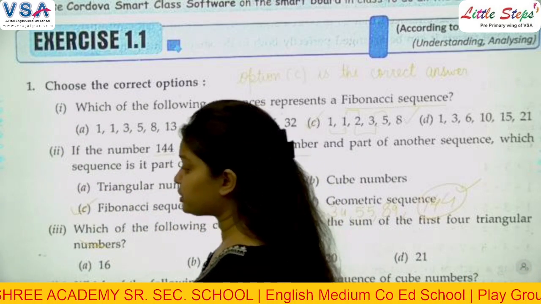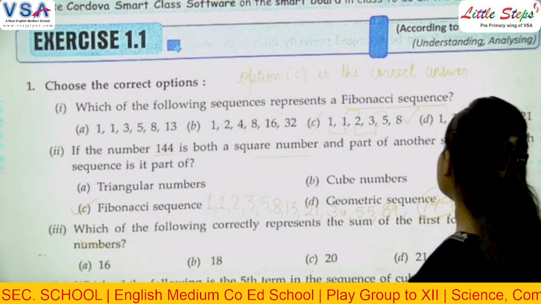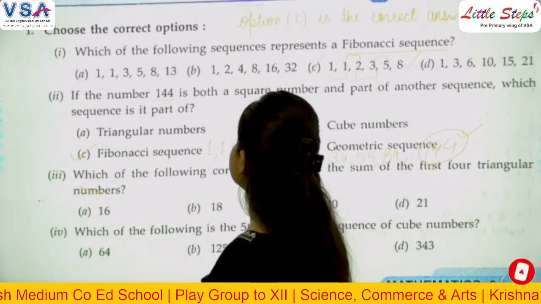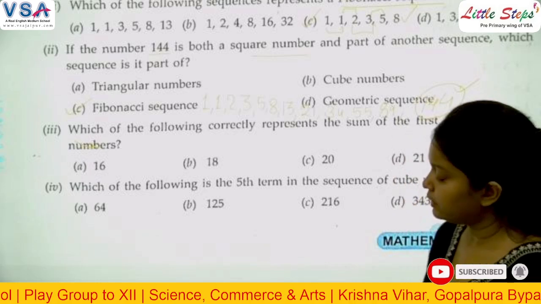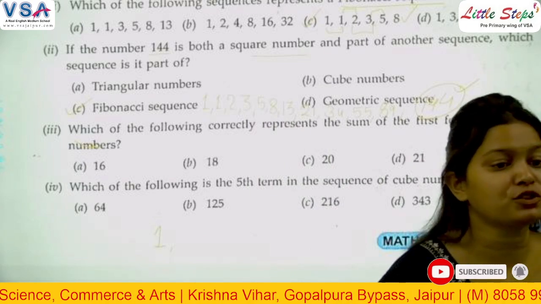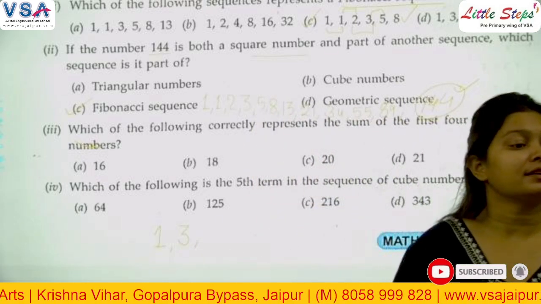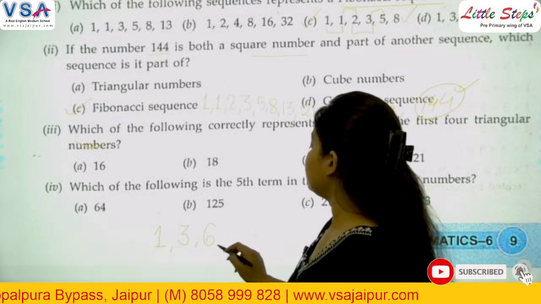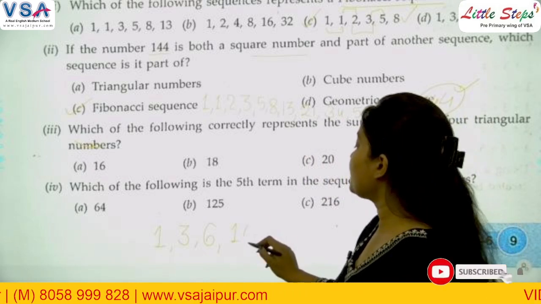Yes, the next question is: which of the following correctly represents the sum of the first 4 triangular numbers? Triangular numbers we have studied. Tell me what are they? First 1, then after that we have to add 1 plus 2. 1 plus 2 is 3. Then 1 plus 2 plus 3. 1 plus 2 plus 3 is 6. 1 plus 2 plus 3 plus 4. What is it? 10.